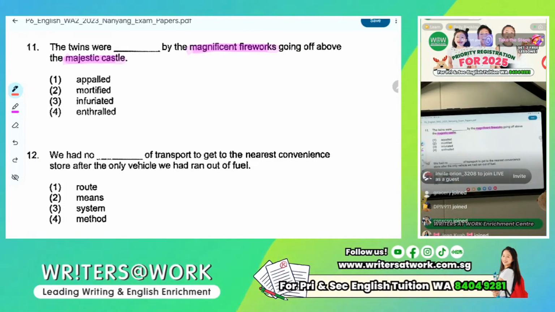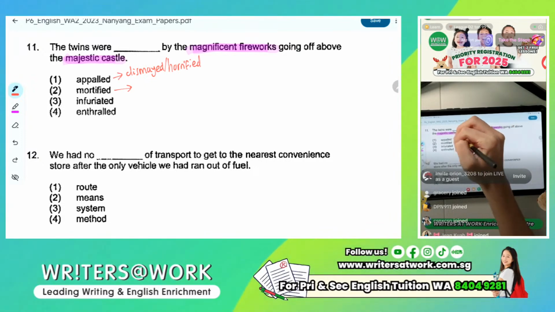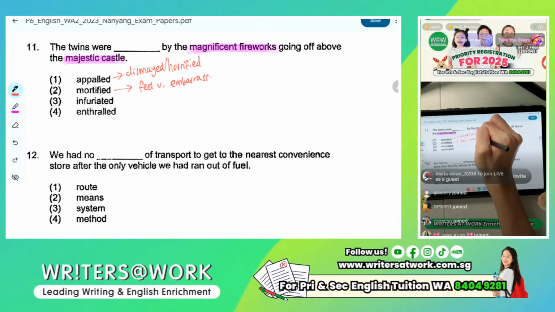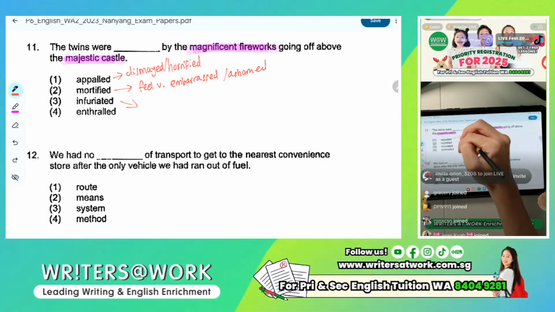So looking at the options, the first one is appalled, which means that you feel very dismayed, that means very sad or horrified or very shocked. Next, we have mortified, which means that you feel very embarrassed or ashamed. Infuriated means that you are extremely angry or impatient.